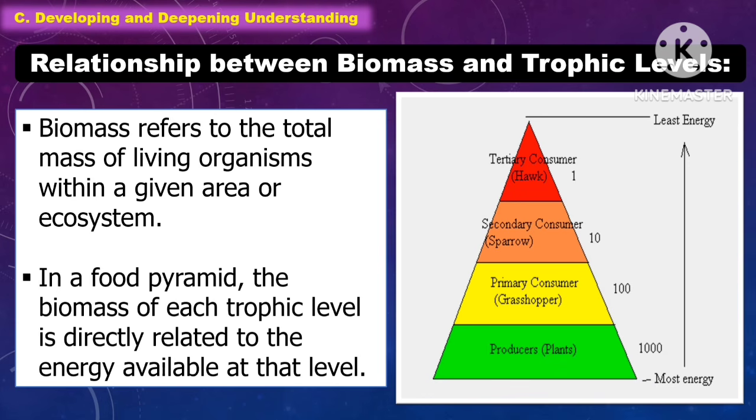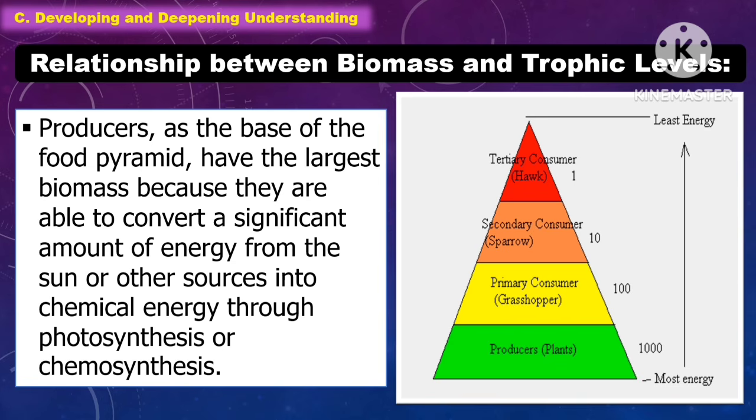Biomass refers to the total mass of living organisms within a given area or ecosystem. In a food pyramid, the biomass of each trophic level is directly related to the energy available at that level. The producers, as the base of the food pyramid, have the largest biomass because they are able to convert a significant amount of energy from the sun or other sources into chemical energy through photosynthesis or chemosynthesis.